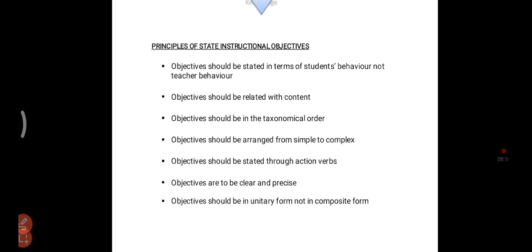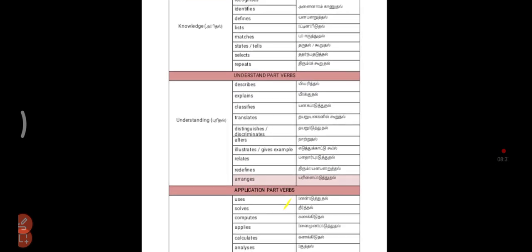The lesson plan objectives should be stated in terms of students' behavior, not teacher behavior. The objective should be related to the content. The objective should follow the taxonomical order. The objective should be arranged from simple to complex. It should be started with action verbs, be clear and practical, and be unitary, not composite. These are the principles of stating instructional objectives for the lesson plan.